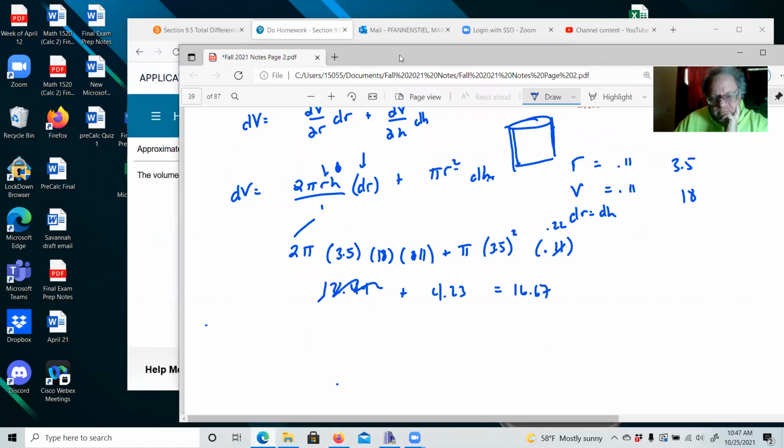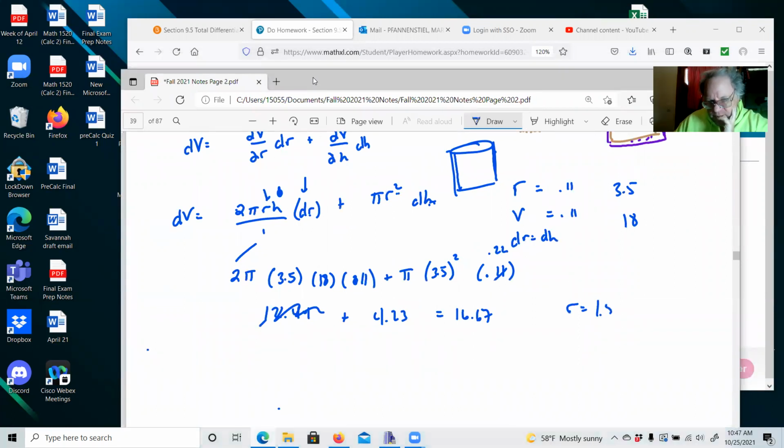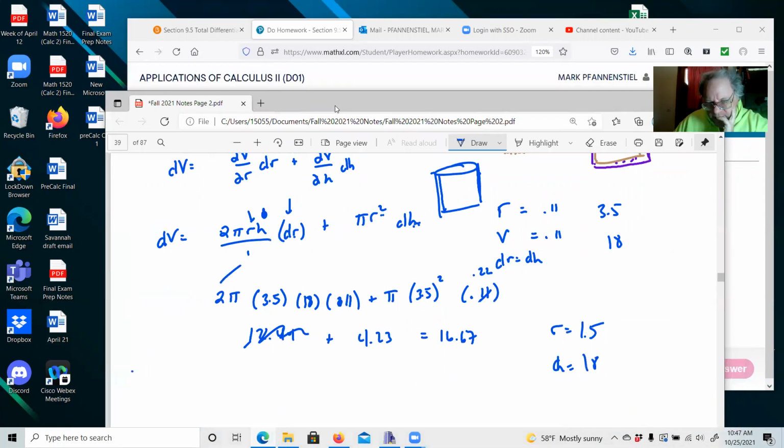So we have the same formula, right? It's still a cylinder. We're still trying to figure out the beverage if we can. Radius 1.5, height is 18, so it's going to look like one of those monster drinks. It's a tall, skinny drink, radius 1.5, height is equal to 18. And we're saying that dr is equal to dh, which is equal to 0.07.